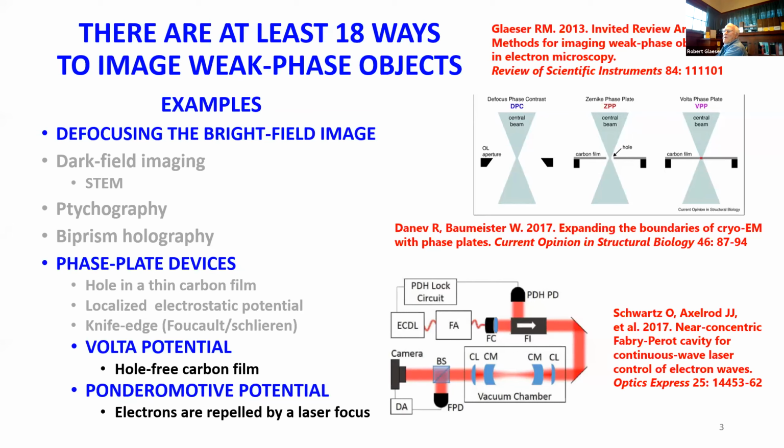But there is one phase plate called the Volta. It uses what is called the Volta potential, or it's called the Volta phase plate in the upper right-hand corner. That has also been called a hole-free carbon film. You just put a carbon film in the back focal plane in the diffraction pattern, and I'll say a little bit more about that. Then finally, concluding this summary slide is what is called the ponderomotive phase plate. It uses a laser beam to apply a phase shift to the unscattered beam in the electron microscope, and that will be the main thing that I talk about.